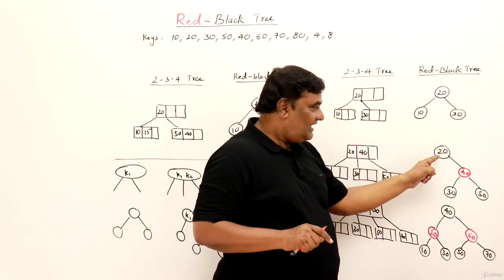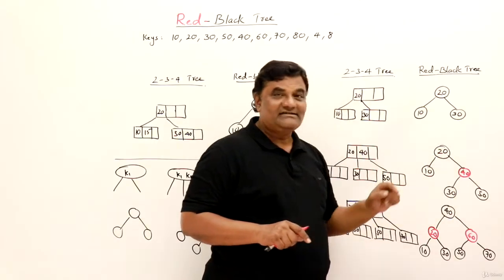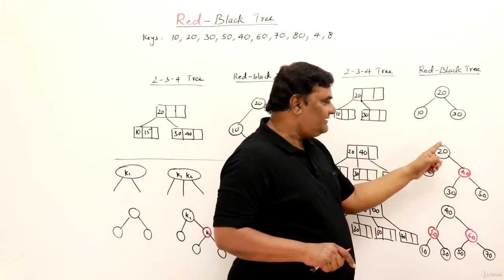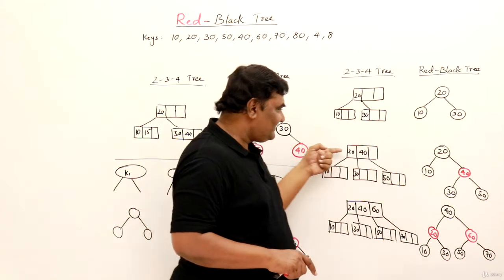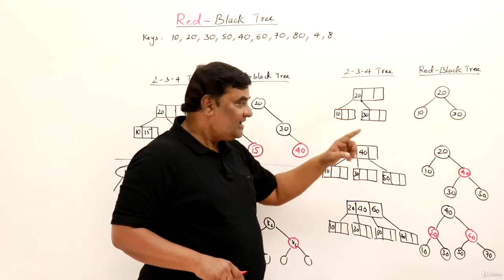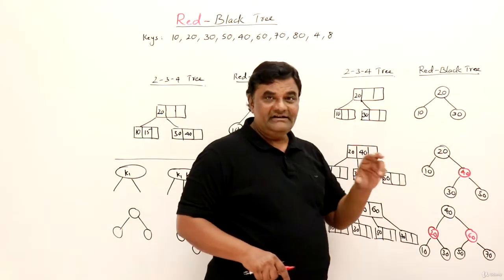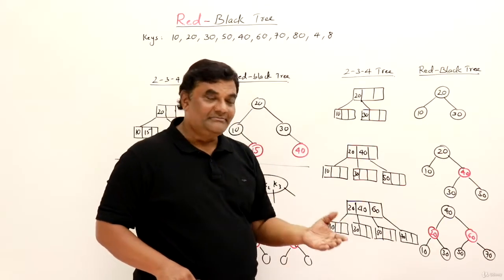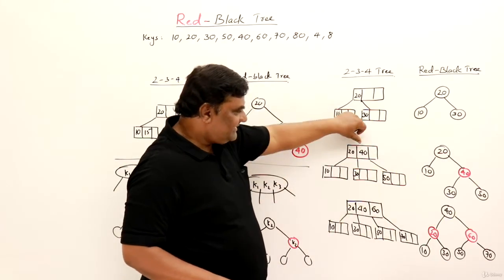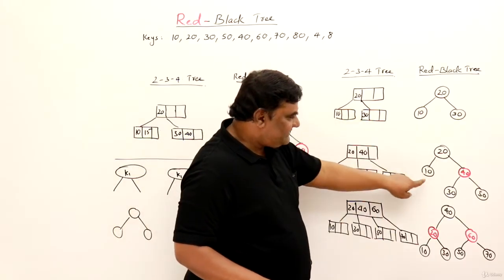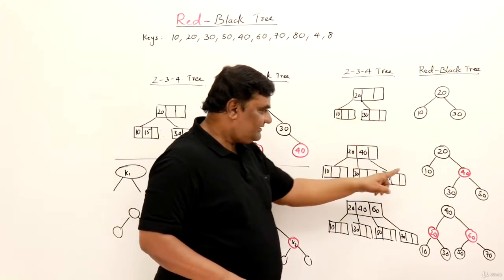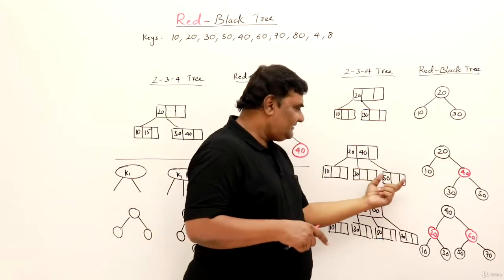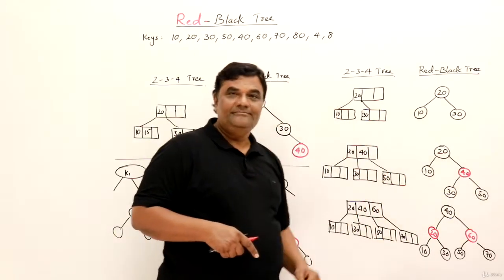So just 1 key. And this 40 is shown as red. That means 40 is inside the node with 20, just like this. It means it's a part of that node 20. So the red node is nothing but a part of this node. The key is a part of this node. Then on the right side we find 10. So 10 is a new node, a separate node, right? Separate node, so black color 30, separate node, so black color 50.